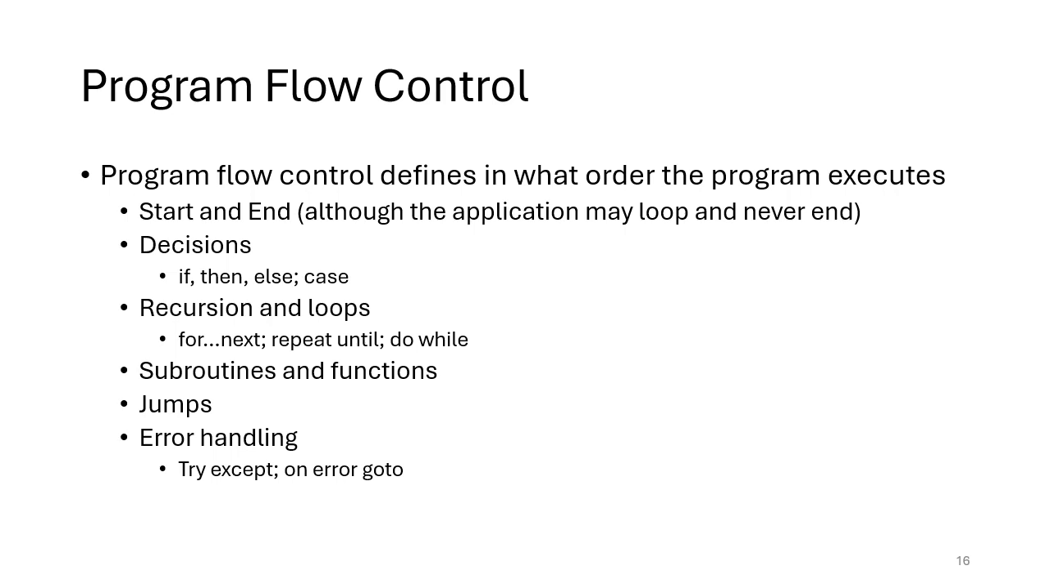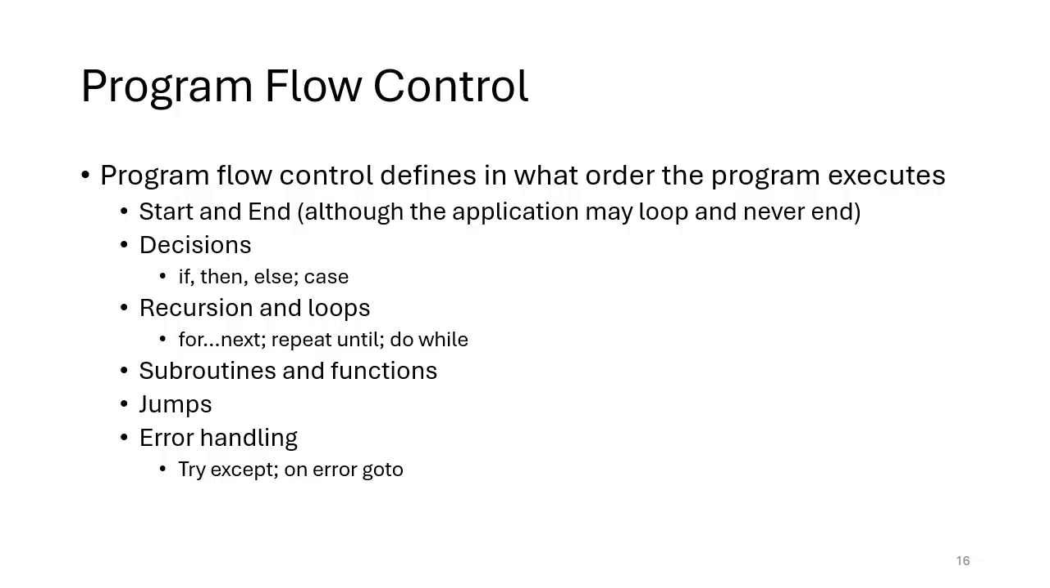Now there may be jumps. Modern applications don't tend to jump too much, but some older applications, particularly with BASIC, you had this concept of line numbers, and you could go to a line number to jump over a section of code or to jump backwards and implement a loop. So difficult to read, difficult to manage, but some applications do use those jumps.